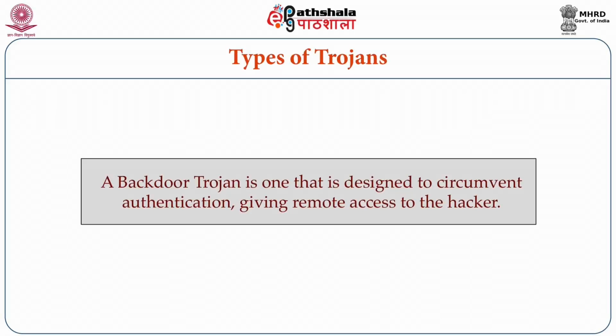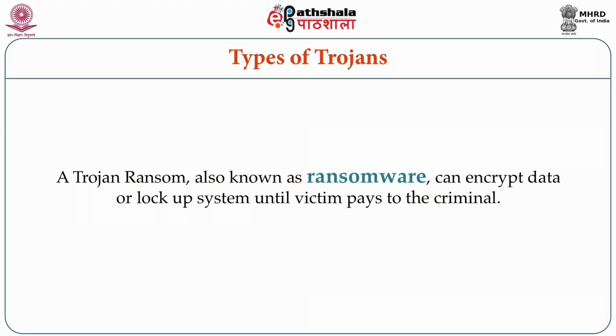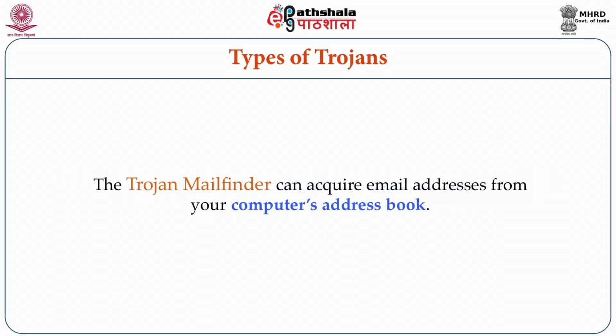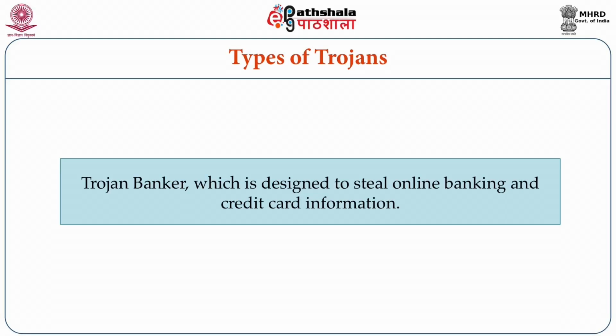The first is the backdoor Trojan, which is designed to circumvent authentication, giving remote access to the hacker. A Trojan ransom, also known as ransomware, can encrypt data or lock up the system until the victim pays the criminal. The Trojan spy can log your keystrokes. The Trojan mail finder can acquire email addresses from your computer's address book. Trojan banker steals online banking and credit card information.